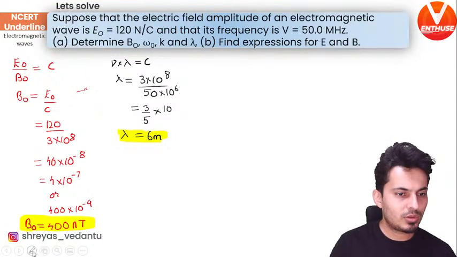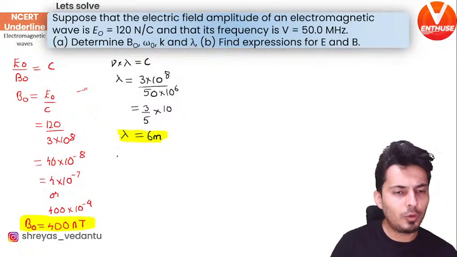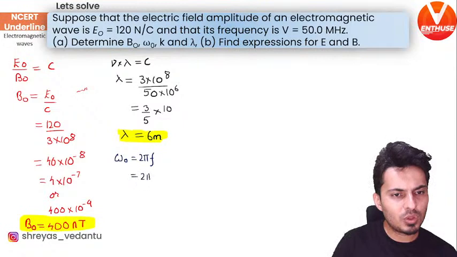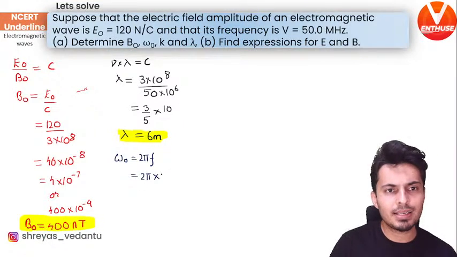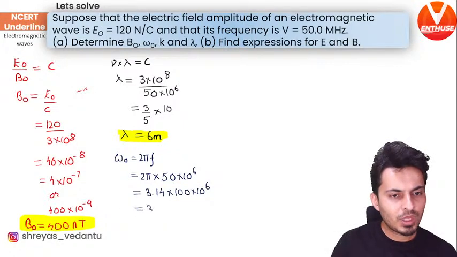Next we have to find out K and omega naught. So omega naught is 2 pi f. Use the standard form, 2 pi into frequency. Frequency is 50 mega, so 50 into 10 to the power 6. Pi is 3.14. 50 into 2 is 100 into 10 to the power 6, so this will become 3.14 into 10 to the power 8.